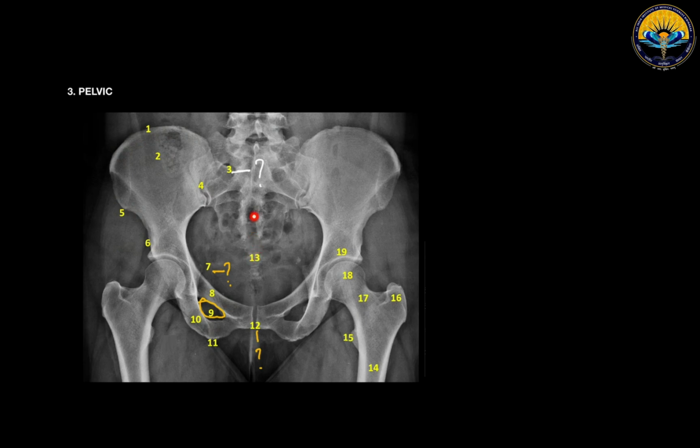And just above it, we can see that there is one spinous process, and this one is the fifth lumbar vertebra. Now the 14th, which is very easy, is the femur. Just above it, that is the 15th, this is the lesser trochanter, while this one is the greater trochanter. And the line between the greater and the lesser trochanter is called the intertrochanteric crest.